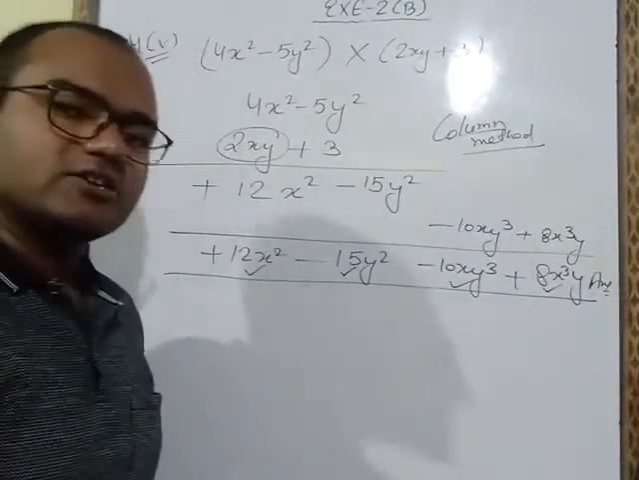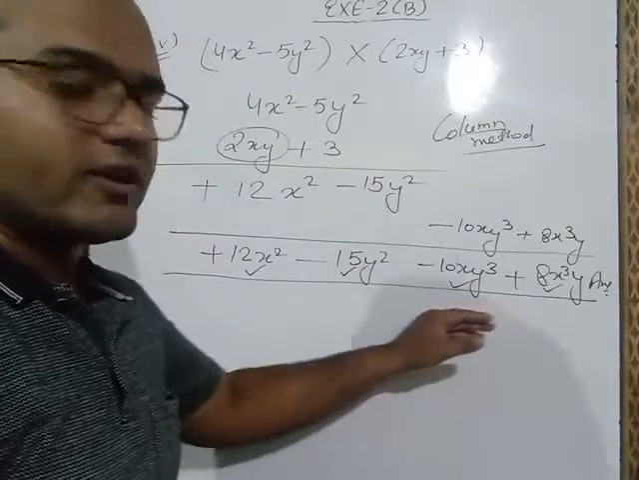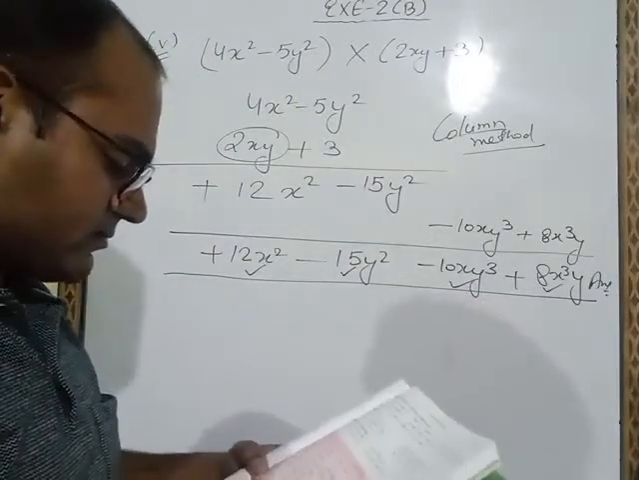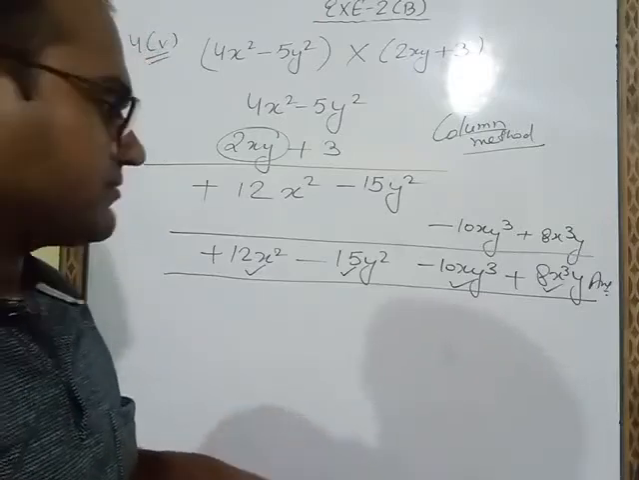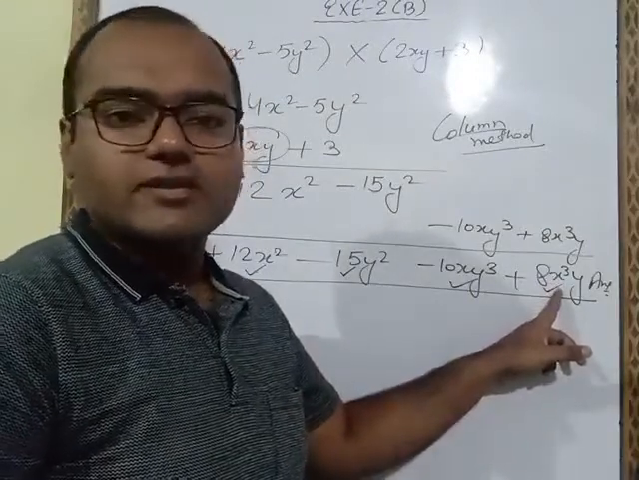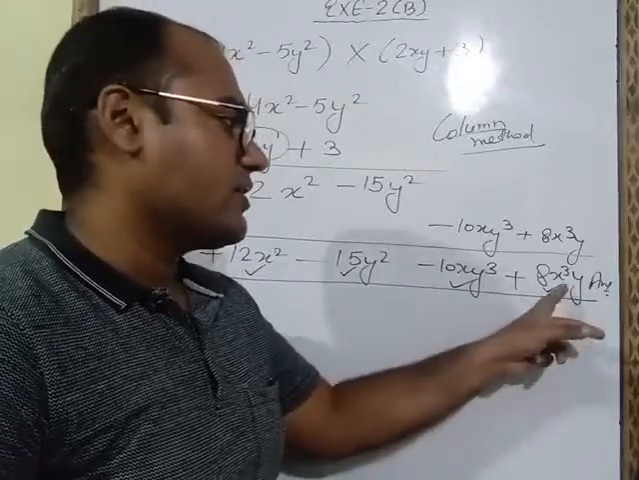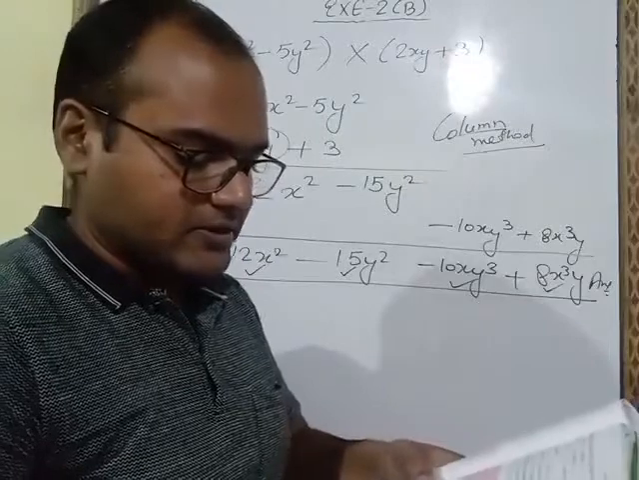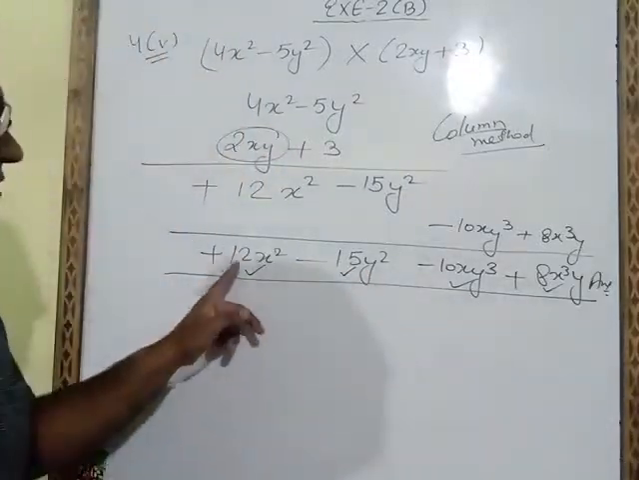In the answer sheet, maybe these four terms are not written in this order. In your answer sheet, fourth question, fifth part, 8x cube y is written first, but we had written at the end. No problem, you have to check the sign. In the answer sheet, 8x cube y is having plus sign on the left hand. Ours also, on the left hand of this term plus sign is coming. Second term is plus 12x square. Our answer is also plus 12x square.